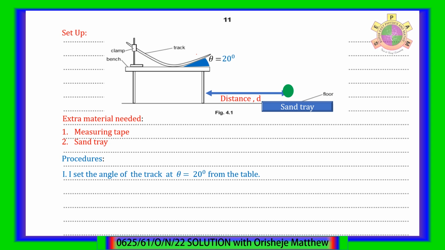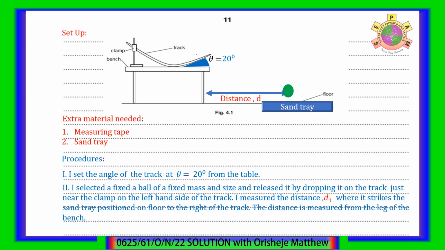Then next, I increase the angle to 30 degrees. I will repeat the distance again and find the average. Increase it to 40 degrees, measure the distance D1, the first one, measure a second time, find the average. Increase the angle to 50 degrees, measure the distance. So that is the setup.